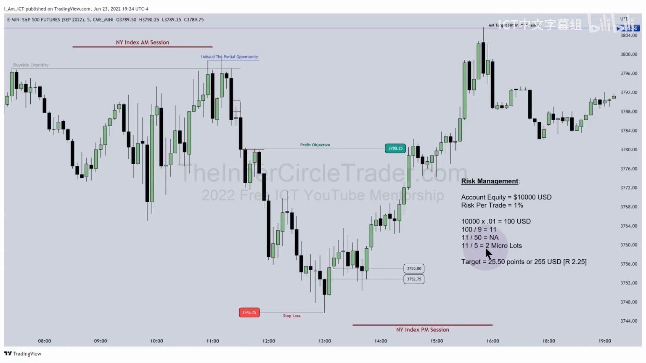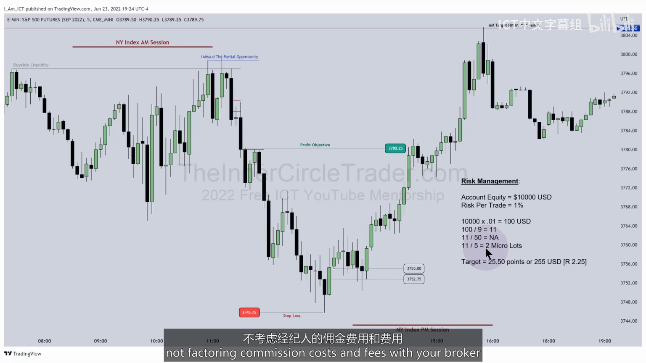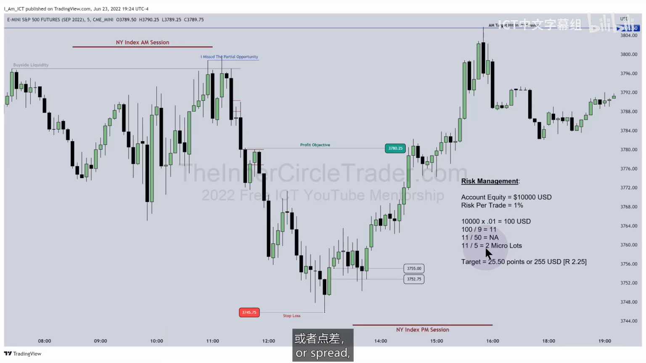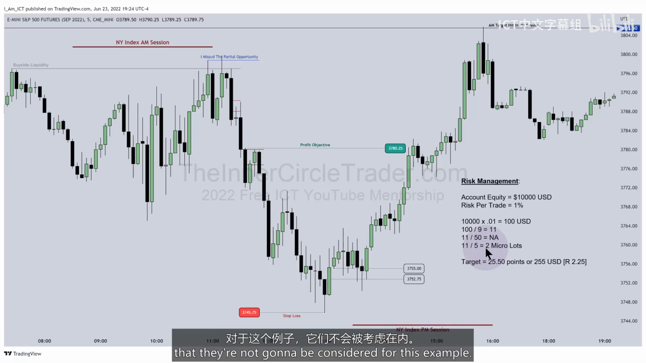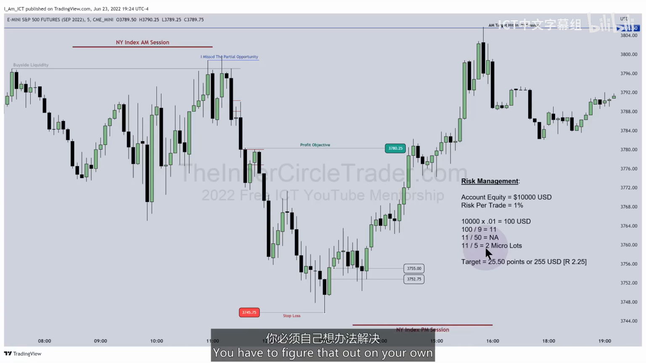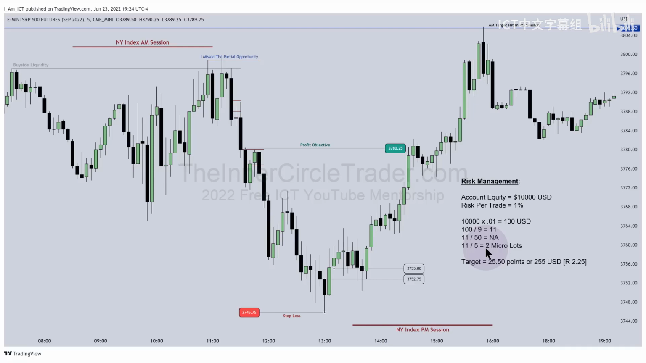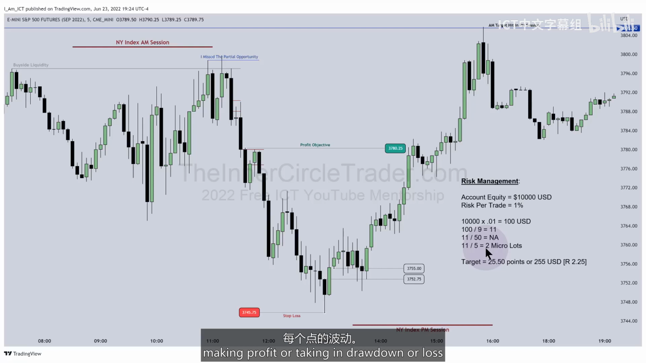But for risk management, just for the entry to stop loss, not factoring commission costs and fees with your broker or spread, all those ideas need to be considered. But we're going to assume that they're not going to be considered for this example. You have to figure that out on your own if that's how you're going to do your risk management. But for me, I don't ever factor in the costs, because costs are always going to be like taxes. You can't avoid them. So you just eat it. So you can do 2 micro lots at $5 per point, making profit or taking in drawdown or loss per point fluctuation.